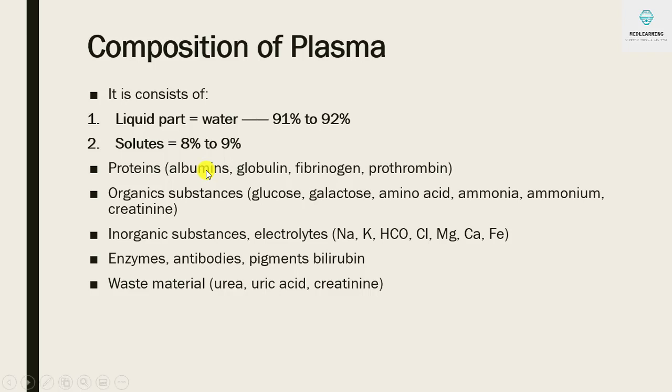If I talk about organic substances, they are general substances which are composed of carbon, and these are glucose, galactose, amino acid, ammonia, ammonium, and creatinine. Some of these are waste products, and some of these are very important for our cells. They are like the energy currency of our cells, and glucose is one of them. If I move to the third substance, it is the inorganic substance.